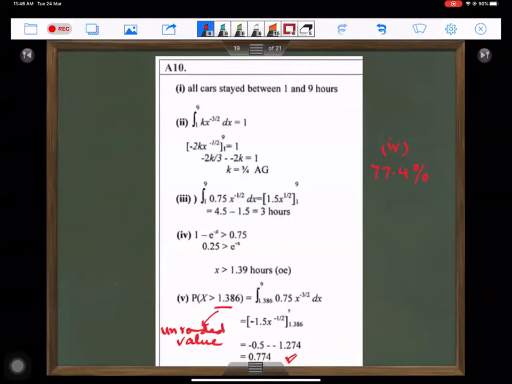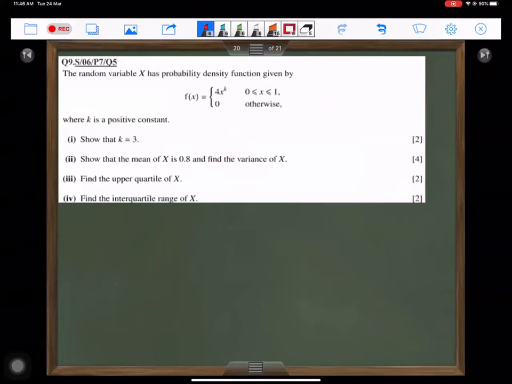Okay, so far so good. Let's move on. Question number 9. The random variable x has a PDF given by f(x) = 4x^k, where x lies between 0 and 1, and k is a positive constant. Show that k is equal to 3.